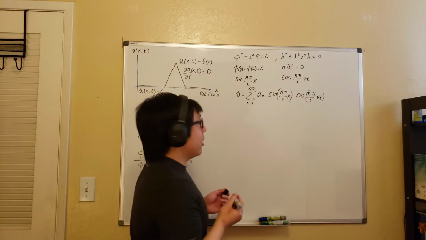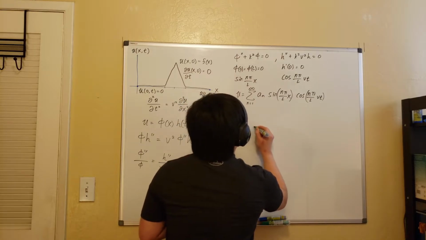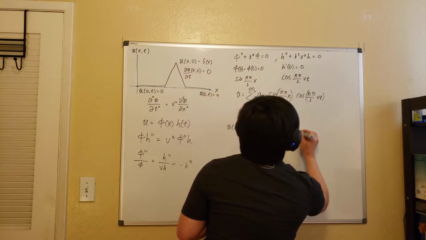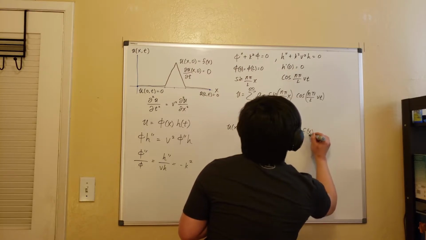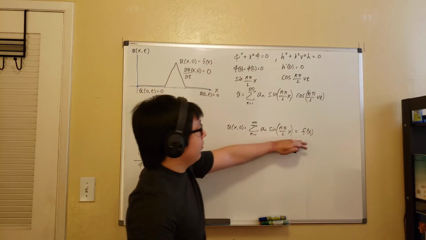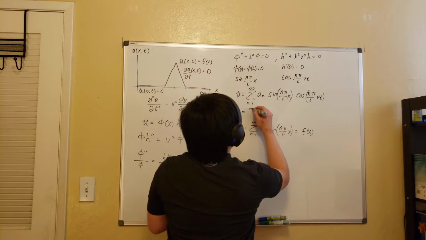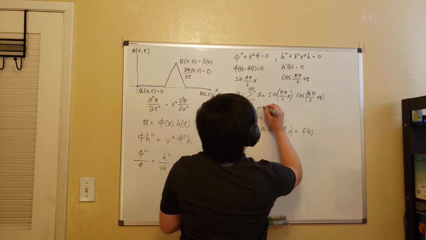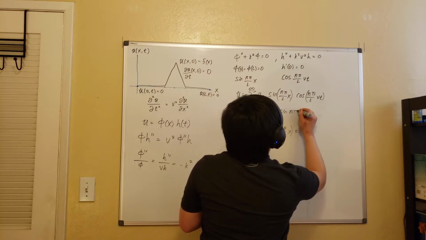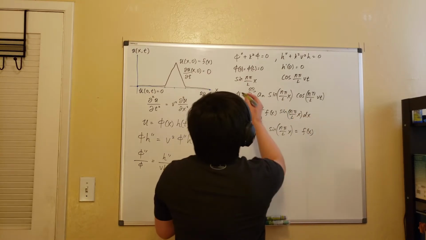Now we can evaluate our solution at t equals 0, our initial condition, and all the cosines become 1. We're left with the sines, and this all equals f of x. Now we can notice that this is the sine expansion for f of x, and we have a formula for these Fourier coefficients: 2 over L, integral from 0 to L, f of x, sine n pi over L x dx. This is our final solution.